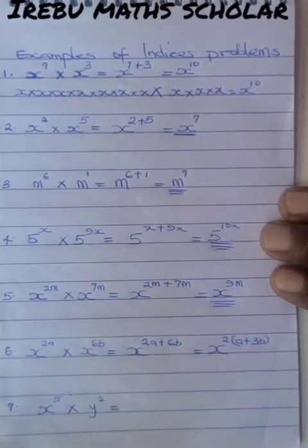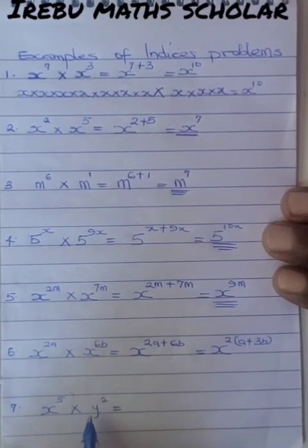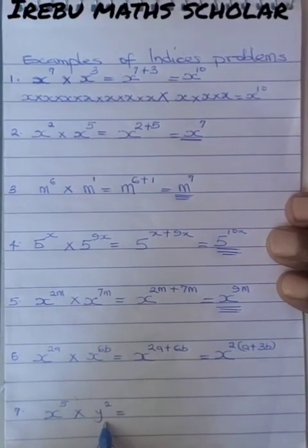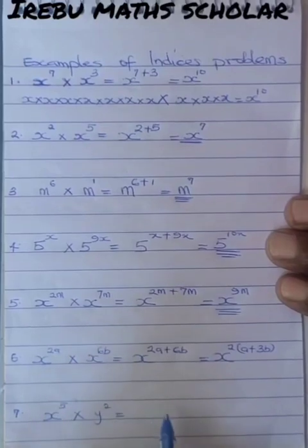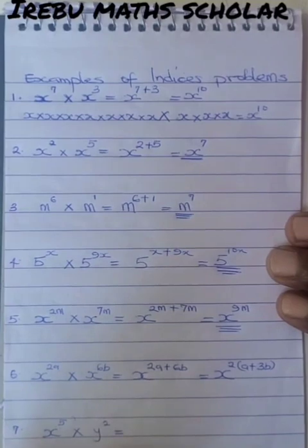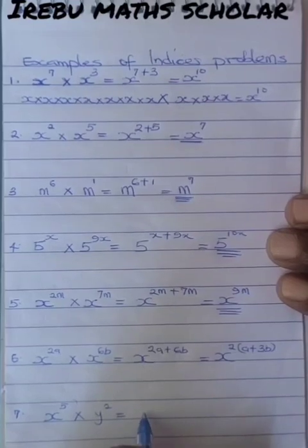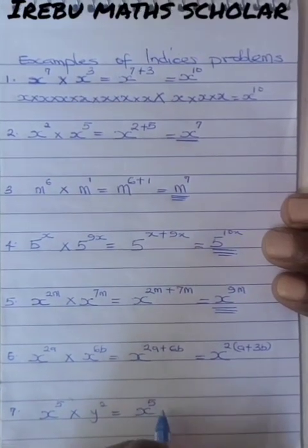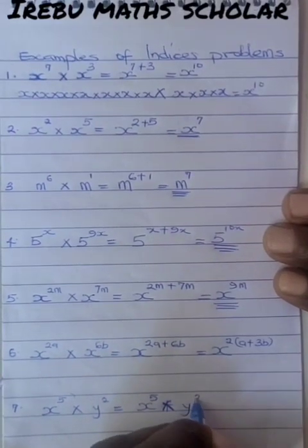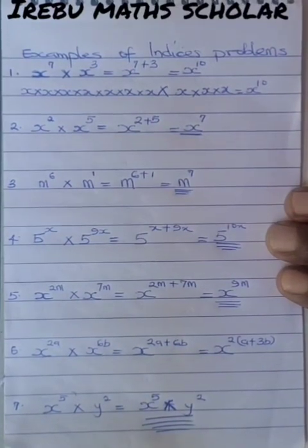Okay, look at this final question. We have x to the power of 5 multiplied by y to the power of 2. If you observe, the bases are not the same. Also, the powers are different. So in this case, there's no way you can simplify this problem more than this. So this problem remains the way it is: x to the power of 5 times y to the power of 2. This is the best way you can simplify this problem.